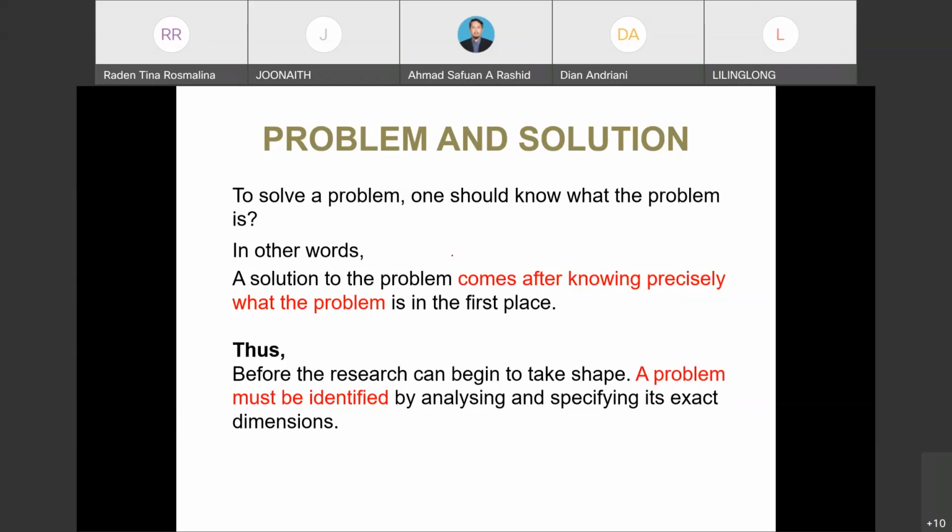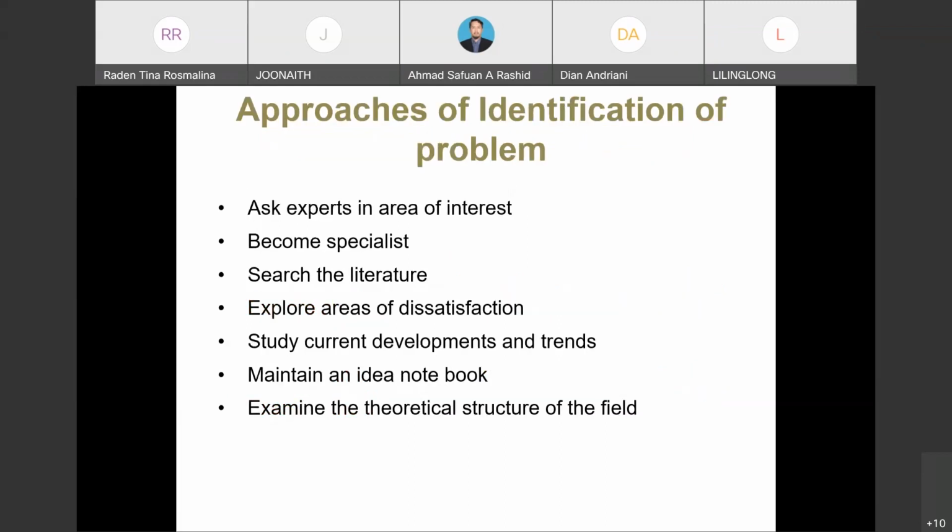So to identify the problems, again, you need to have a good literature review exercise. We need to spend more time to identify what problems we can embark on in our study. So the approach to identification of problems: the best is to search the literature.